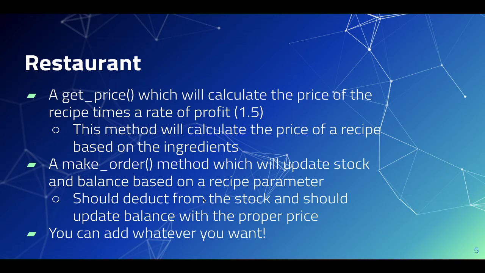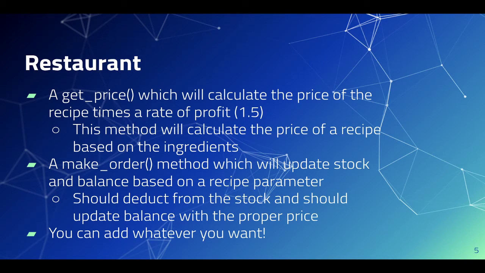The dynamics of everything and how they will interact is up to you, but we just provide the guidelines and the orders. So here you have a method that calculates the price of a recipe based on the ingredients. You could just include that in the recipe class and that would also work. Then finally we have a make order method, which will update the stock and balance based on a recipe parameter. So what does that mean? We should deduct from the stock whatever stock we have in our restaurant class, which will most likely be a list, and should update the balance with the proper price.